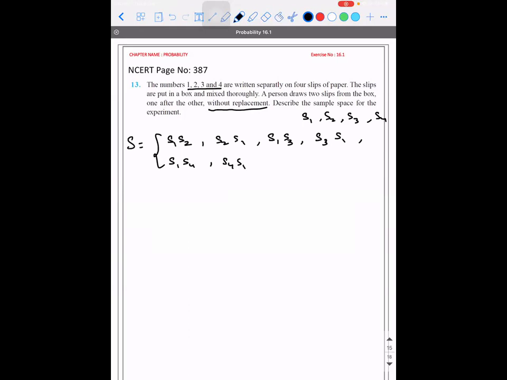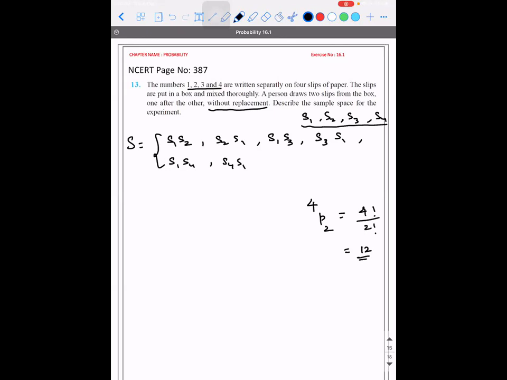So how many such outputs will come? Out of the 4, he's arranging 2 at a time. 4P2, not C2. Okay, it's not only choosing, it's in order because without replacement. So 4P2 is how much? 12. 4 factorial over 2 factorial is 12. So you will have 12 outputs.